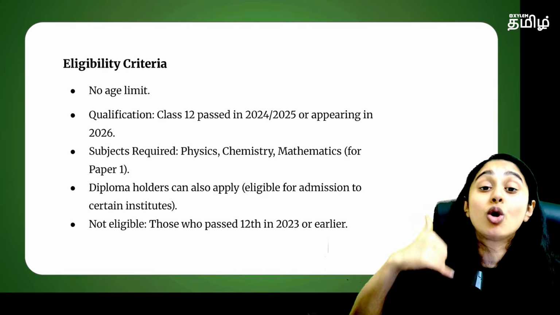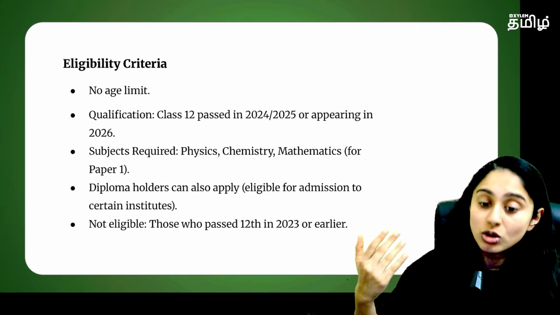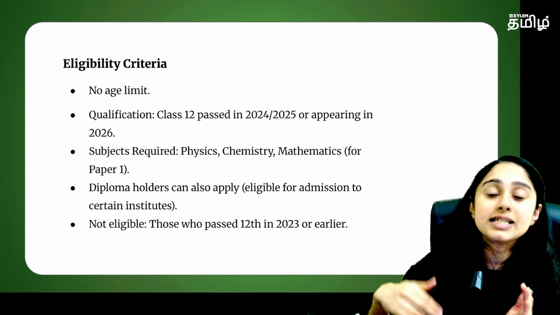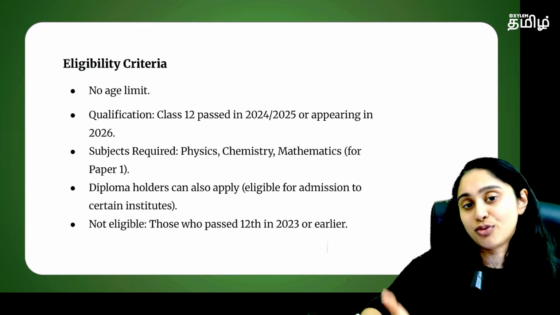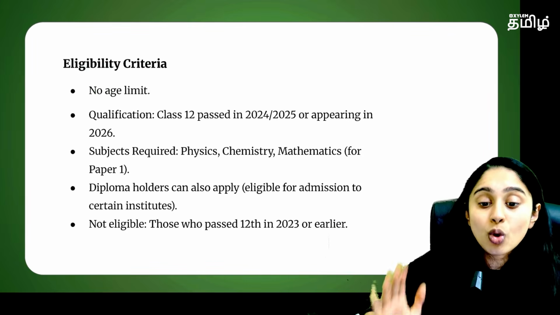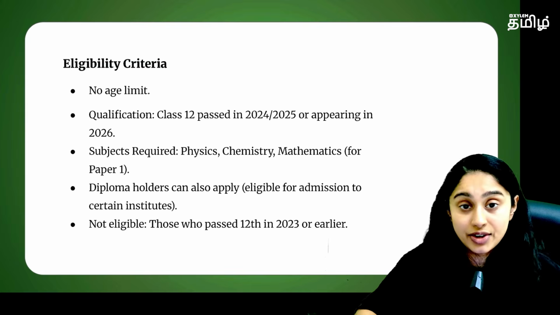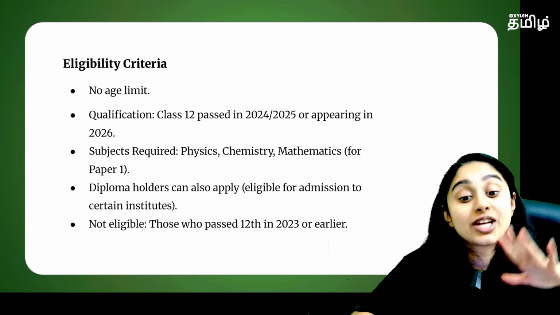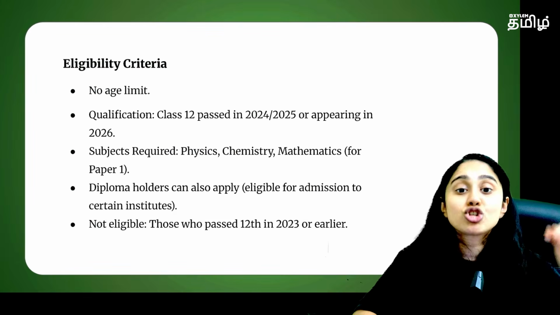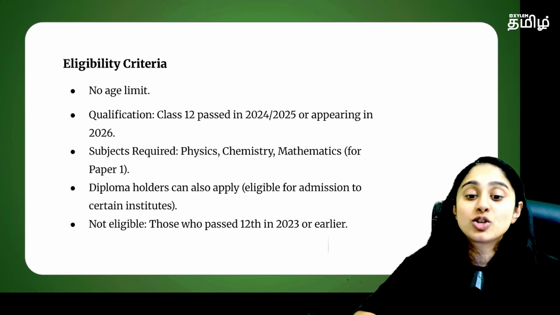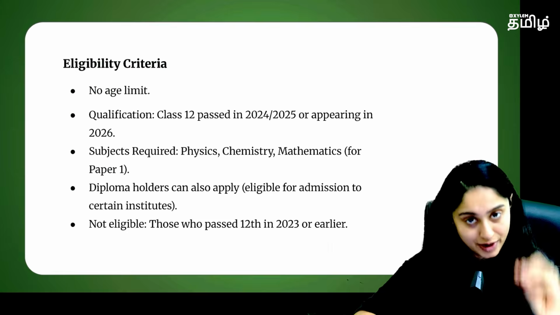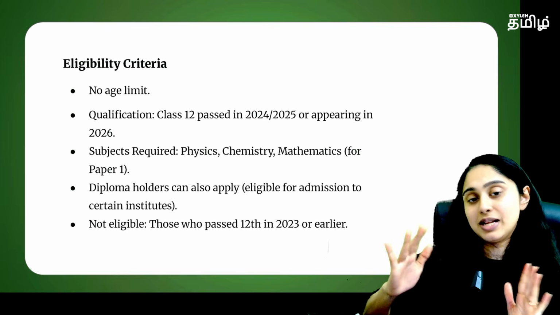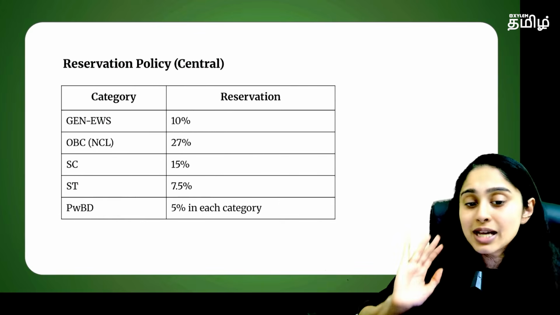Okay, now those who already have a diploma, you also can apply for this particular exam because certain institutes require this for your admissions. Okay, now those who passed 12th standard in 2023 or earlier are not eligible for this exam. Okay, so you should have passed the exam in 2024 or in 2025, or you're appearing in 2026. Only these 3 batches will be able to apply for this particular test.